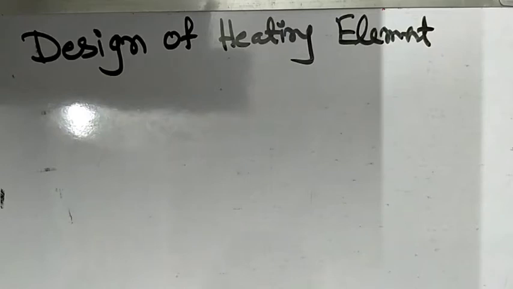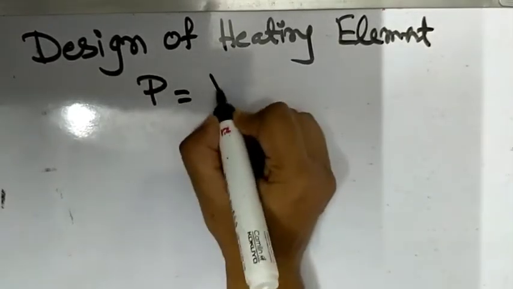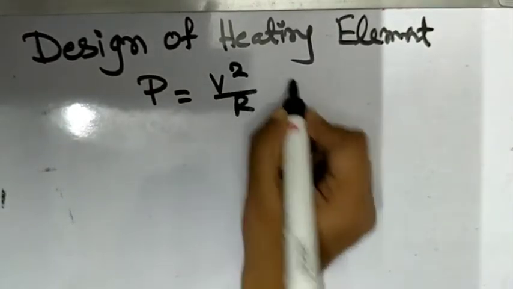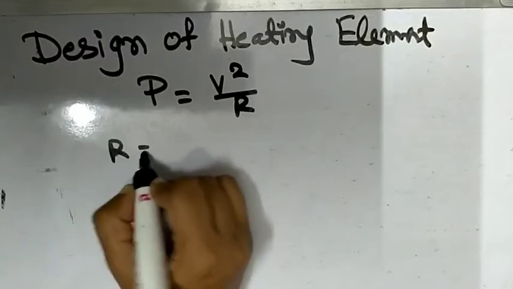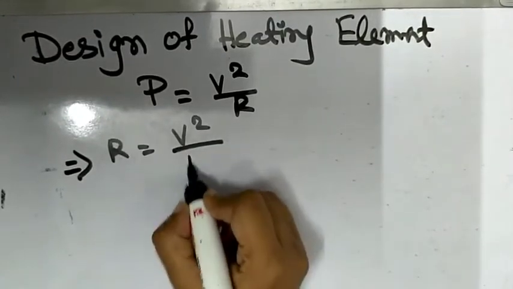the basis of temperature of the furnace, the wattage P of the furnace, voltage of supply V, and absolute temperature of charge being known, and we require to find out the diameter and length of the wire and diameter and length of the coil. So P is equal to V square by R. We all know this formula, so we can write R is equal to V square by P.